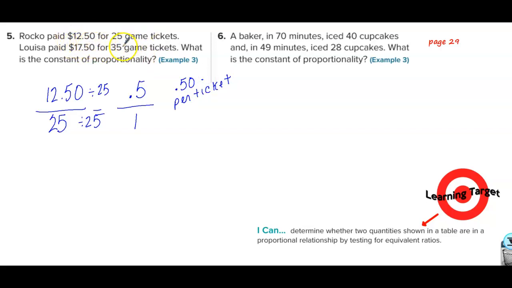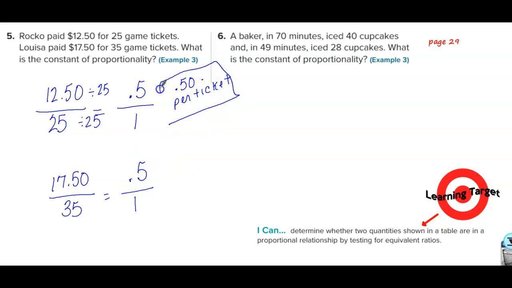Louisa is doing the same thing. Is she paying the same rate? Well, let's see. We have $17.50 for 35 tickets. If we go to a unit rate, we would divide this number by 35. And ta-da, what do you think? 0.5. So they're both paying the same price. The unit price is 50 cents per ticket.